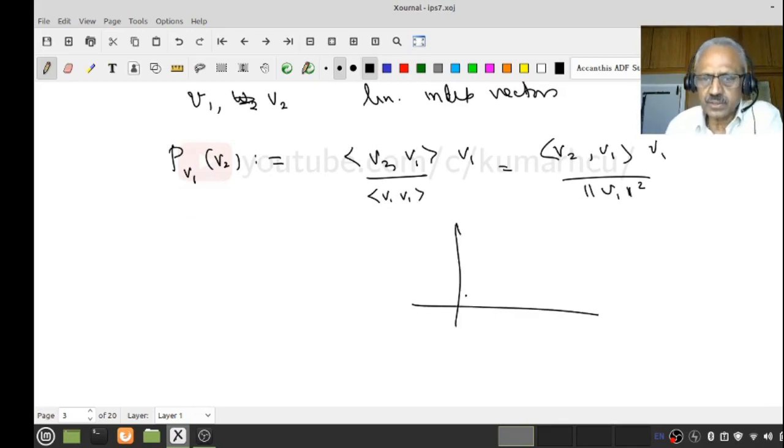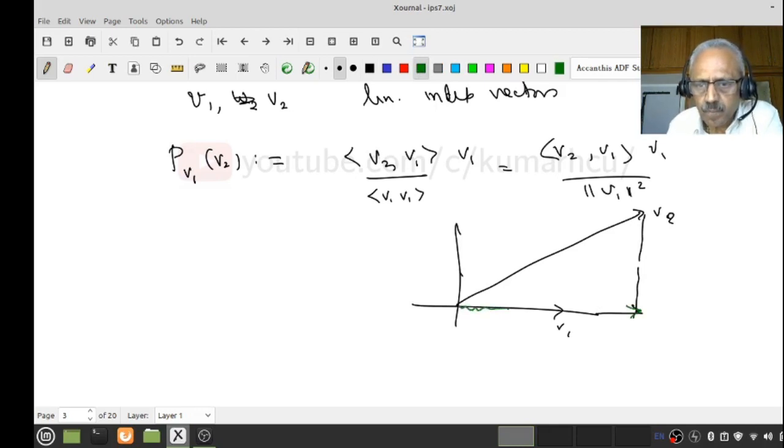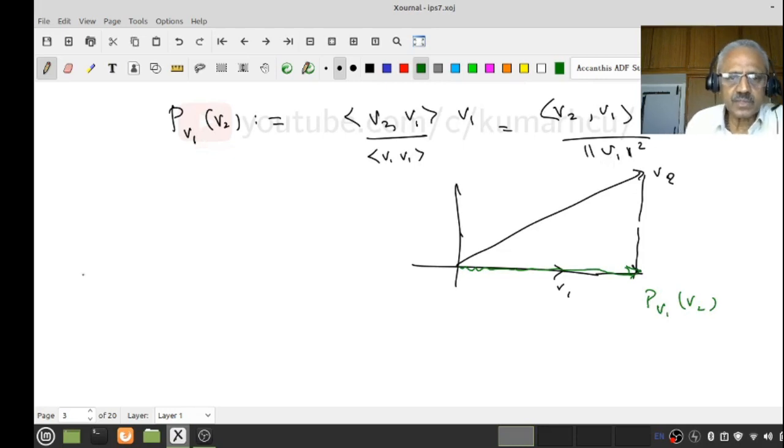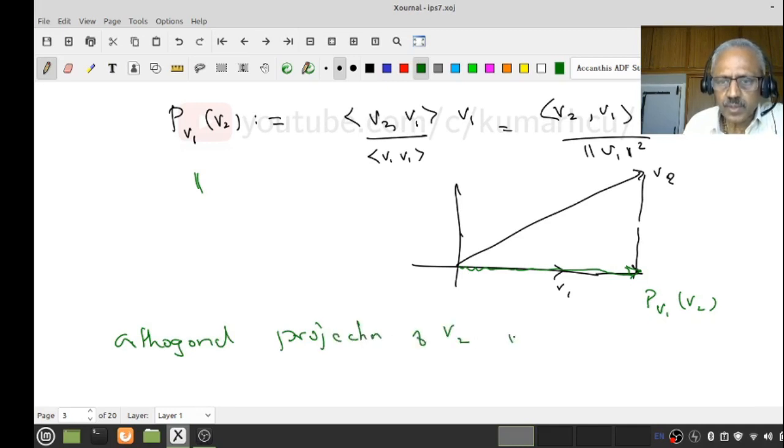Okay, again look at the picture. This is my V1 and this may be my V2 and this is the orthogonal projection. This vector, let me make it a different color, this vector is your P V1 of V2. We call this the orthogonal projection, the projection of V2 in the direction of V1.